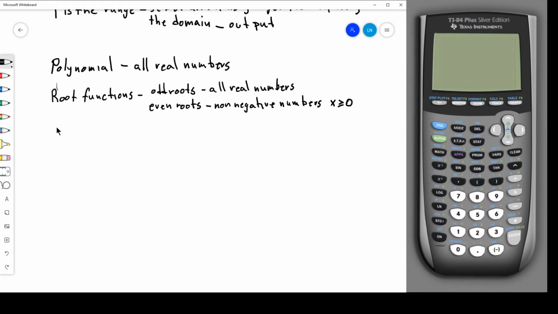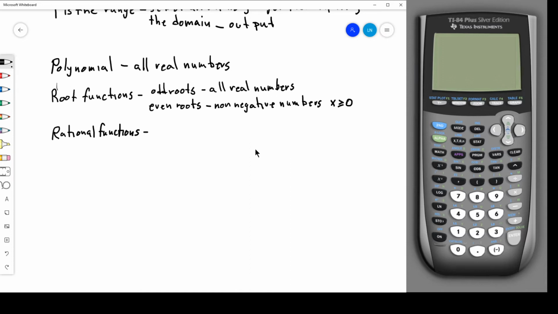And then the third type we're going to see is rational functions. Rational functions will have a restriction. Well, again, think fraction. What can't I do with a fraction? Well, I can't put a 0 in the denominator of a fraction. So the restriction for rational functions is you can't have a 0 in the denominator.